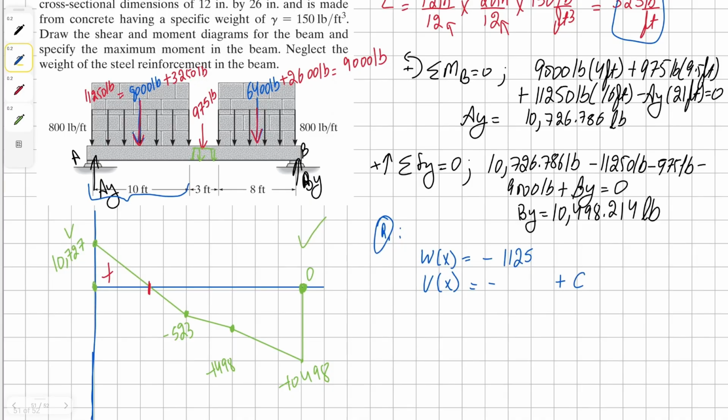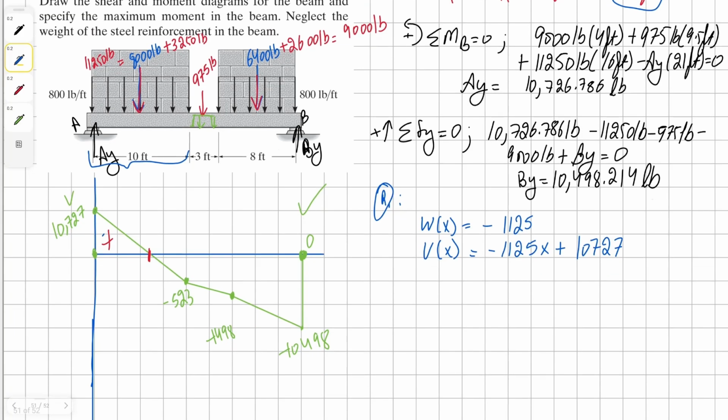Okay. All right, and now our shear is going to be negative 1125x plus the constant, and the constant in this case is going to be, we know already, 10,727. Reason being, we know x will be 0 at this point when we have this value. So we have that. Anyways, moving forward, we want to know where the shear is 0 in our graph.